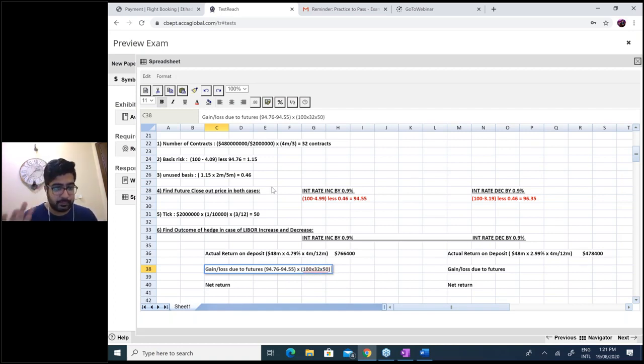I get the answer. See the formula. Difference in futures contract price. The futures contract price was 94.76. We took the March future. Remember, we wrote right at the start that the March future is 94.76. And the futures closeout price in the increase case is calculated in step 4, 94.55, into spot 100 into contracts 32 into ticks 50. This makes it 33,600.